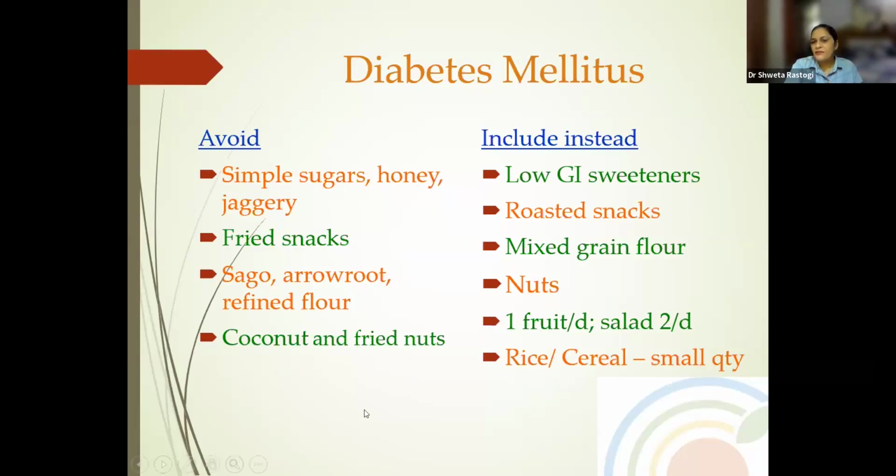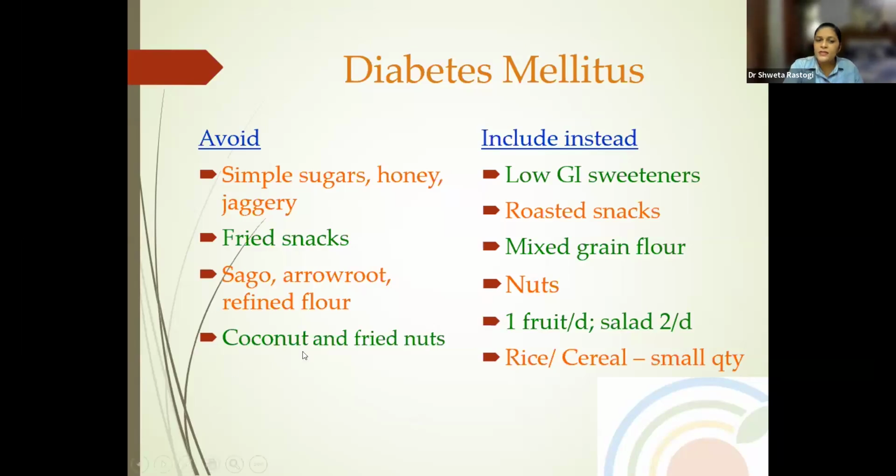Next is coconut and fried nuts. So when we say nuts, it should be as natural as possible. Cashews should not be fried, or cashew gravy should not be added to the vegetables, or too much of peanuts, and that also fried forms should be avoided. Coconut should not be added to the gravies because then it is increasing the amount of fats of that particular dish.